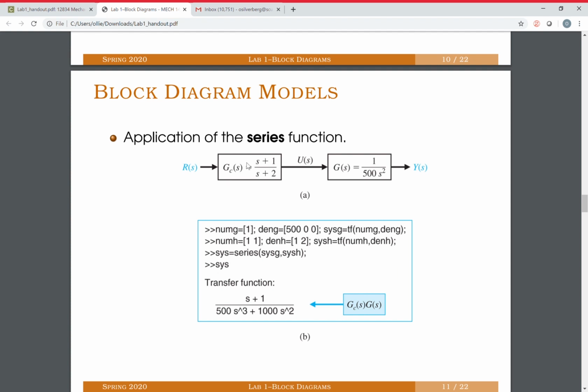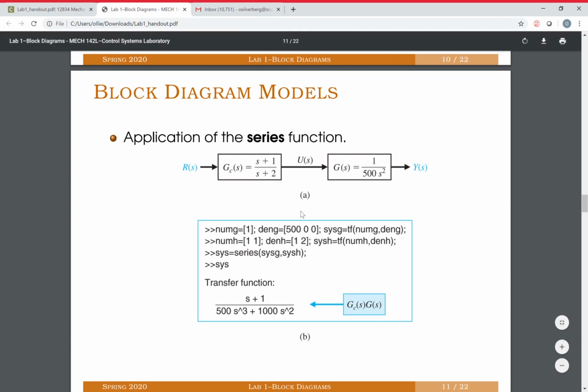And we'll note that it's just the multiplication of the two functions, right? For a series system like this, the equivalent system is just the multiplication of the two functions. So s plus 1 times 1 gives us s plus 1, right? And s plus 2 times 500 s squared gives us 500 s cubed plus 1000 s squared.